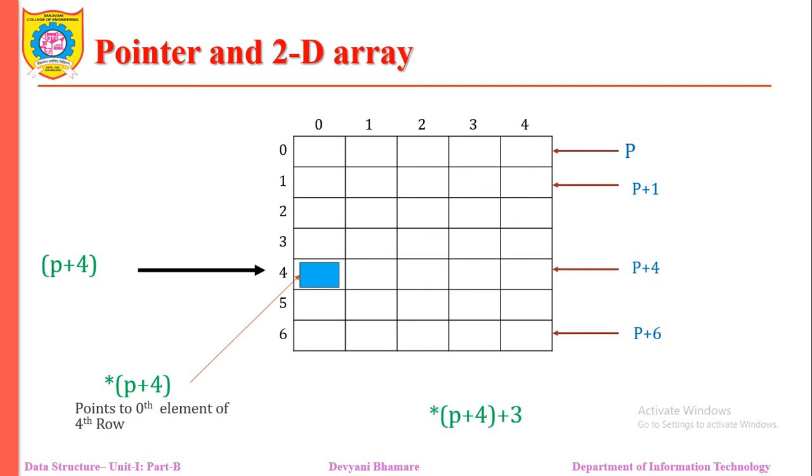When I say value at p plus 3, what happens? We entered that row, but it is taking the address of 0, 1, 2 and 3. That means we are simply getting the address of this row. It points to the third element of the fourth row. But I want the value. That's why we need to add an asterisk, a double asterisk. This indicates that we are getting the specific element at location p of 4, 3.